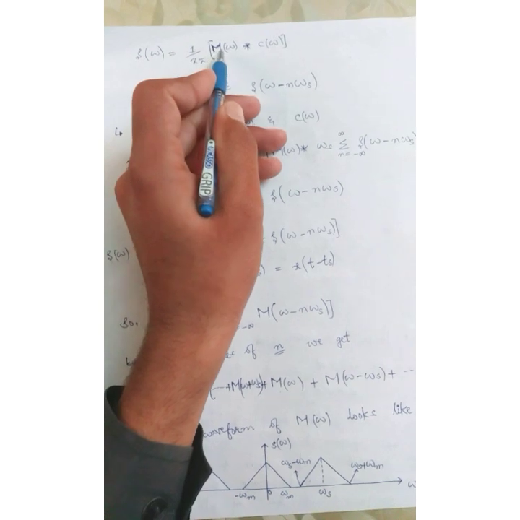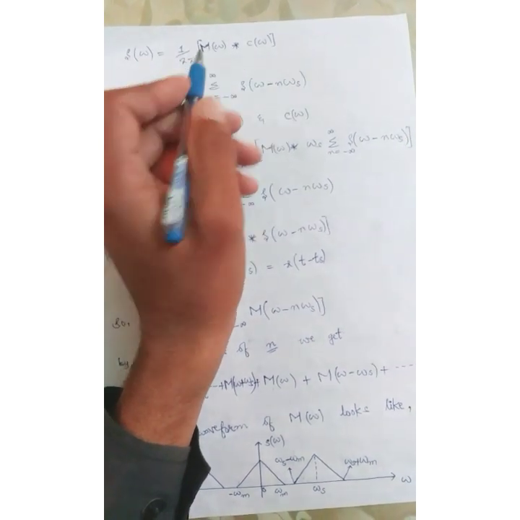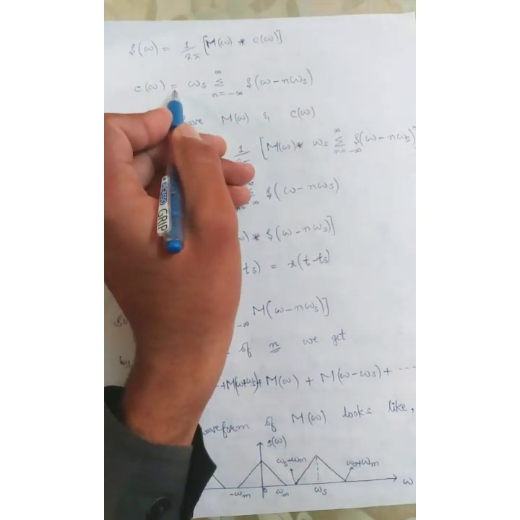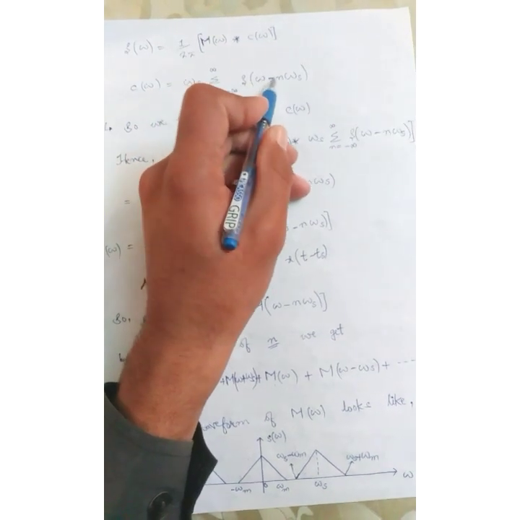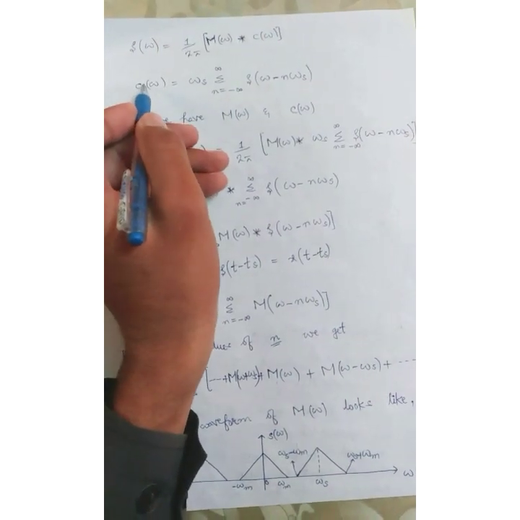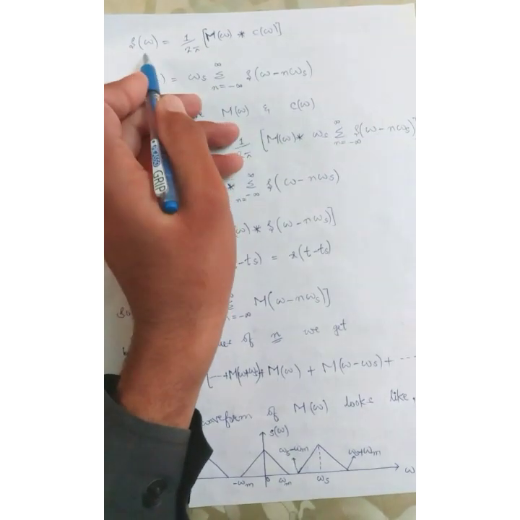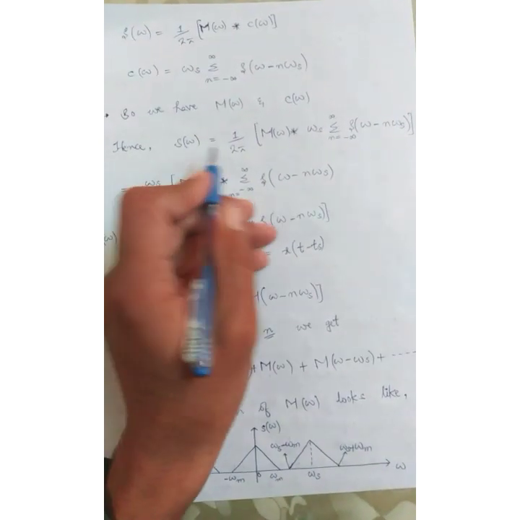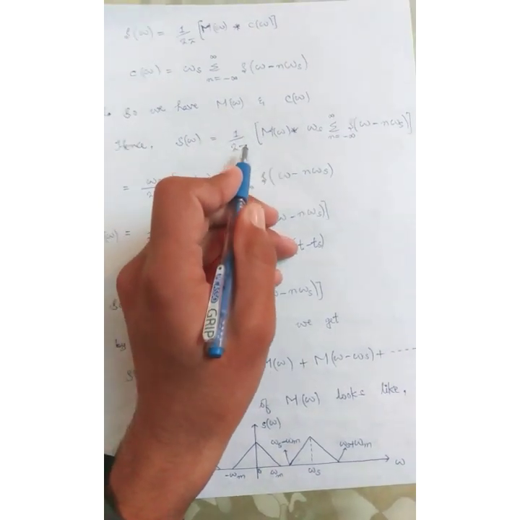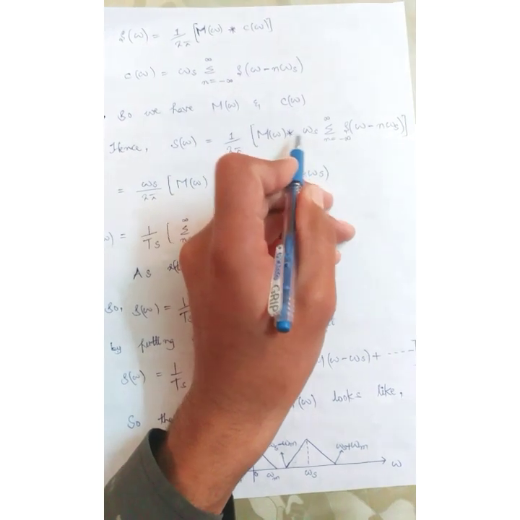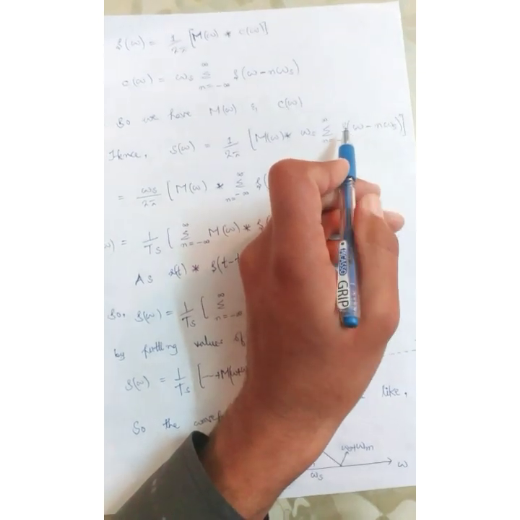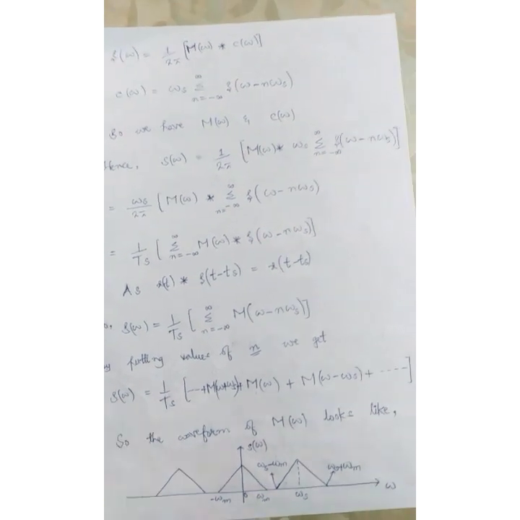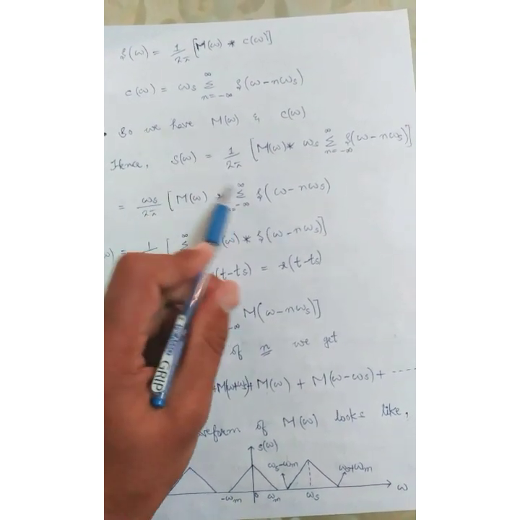M of omega is the Fourier transform of the original message signal. C of omega is equal to omega s summation n is equal to minus infinity to infinity delta of omega minus n omega s. By simply putting in the values of c of omega and m of omega in this expression, we obtain delta of omega is equal to 1 over 2 pi into m of omega convolved with omega s summation from n is equal to minus infinity to infinity delta of omega minus n omega s. Now upon rearranging, we obtain this expression.